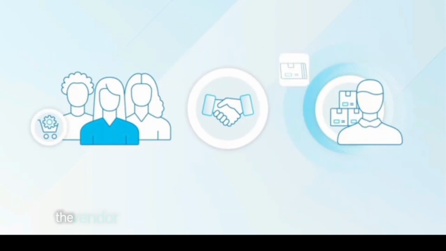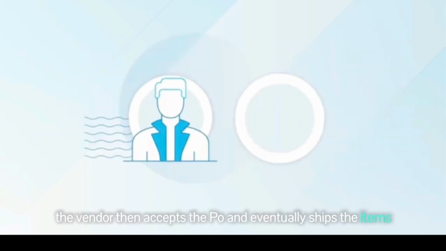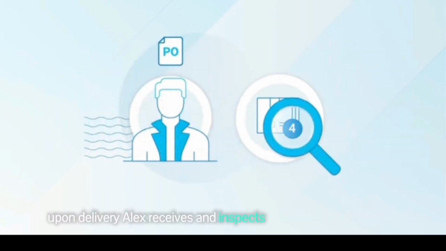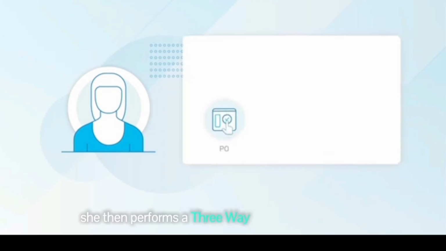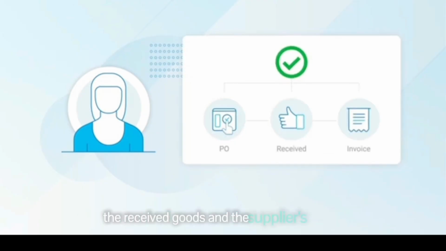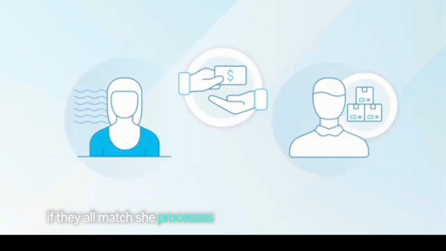The vendor then accepts the PO and eventually ships the items. Upon delivery, Alex receives and inspects the items against the PO. If everything is okay, he proceeds to close the PO. Later, Maria, the finance and accounting manager, receives an invoice from the supplier. She then performs a three-way match among the PO, the received goods, and the supplier's invoice. If they all match, she processes payment and the vendor gets paid.